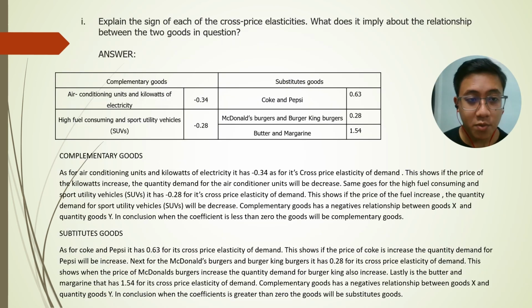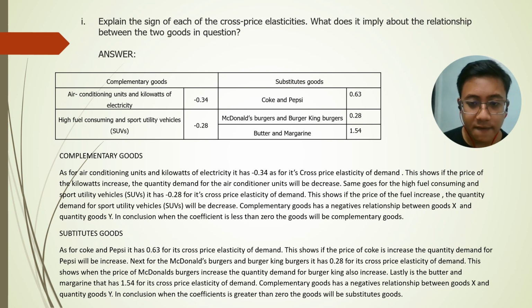For Roman 1, it wants us to explain the sign of each of the cross price elasticities and what they imply about the relationship between the two goods in question. To make it easier, I have divided these into complementary goods and substitute goods. For my answer, complementary goods are air conditioner units and kilowatts of electricity. It has negative 0.34 as its cross price elasticity of demand.